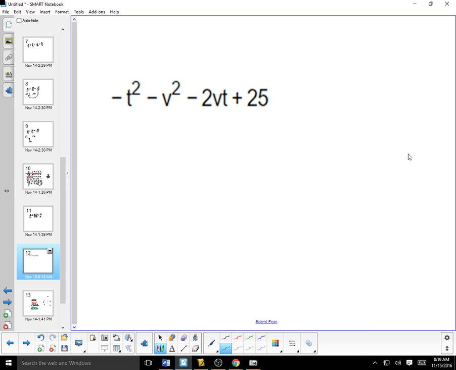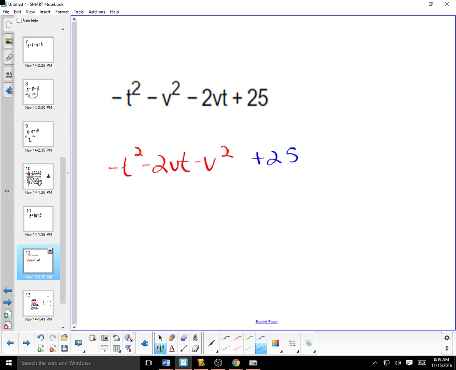So what you're gonna have to do here, Peyton, is kind of examine this. What I was doing while you weren't looking was trying to see what goes together. The problem is that they put it in a biggest power to lowest power type of idea, even though the VT is still the same thing. So I'm gonna rewrite this as negative t squared minus 2VT minus V squared, and then plus 25.